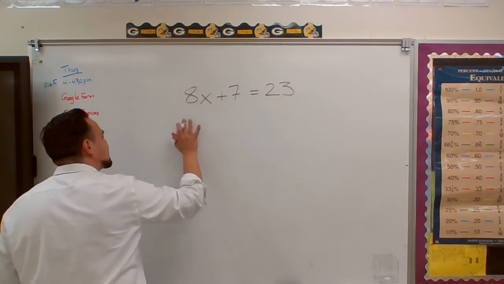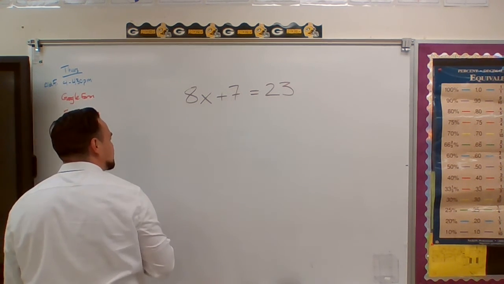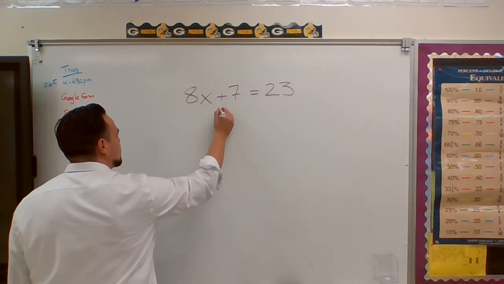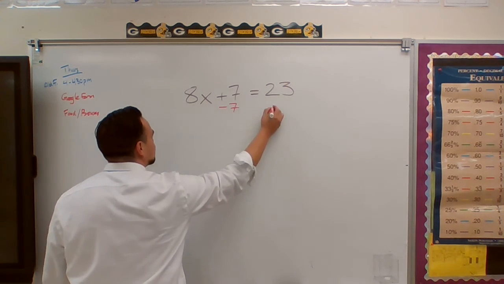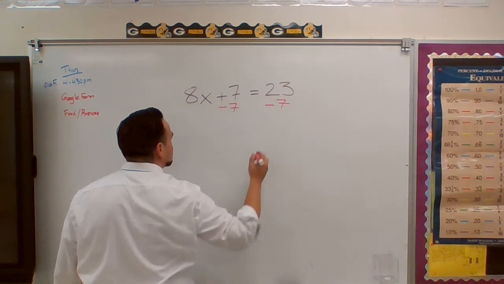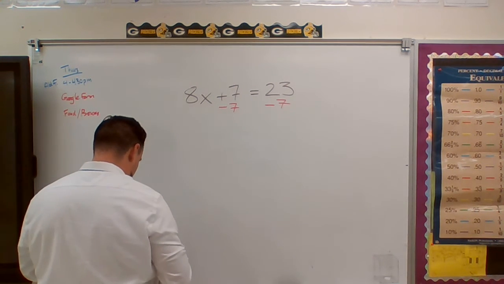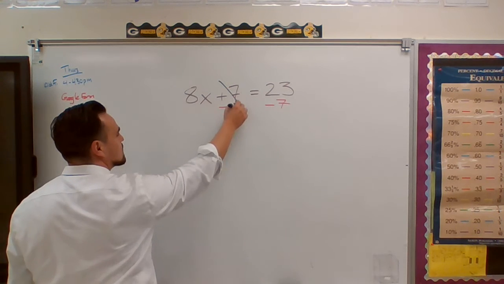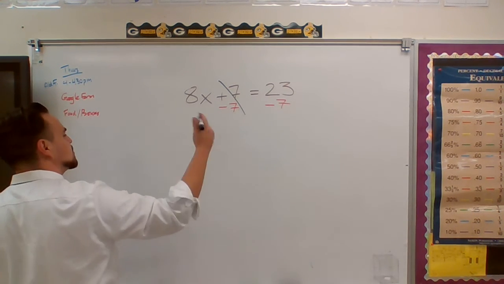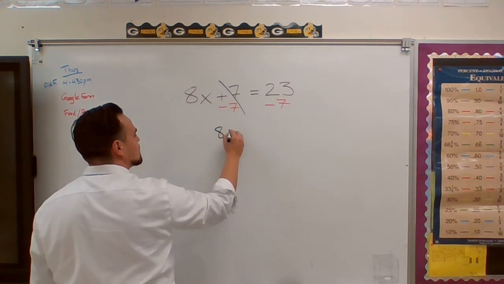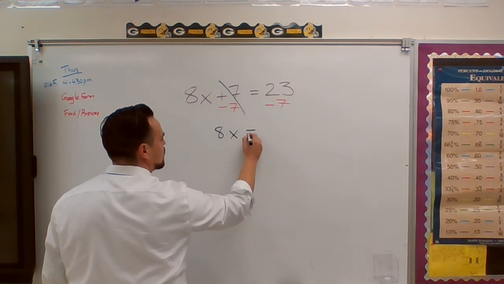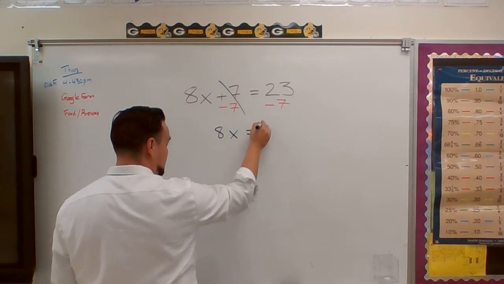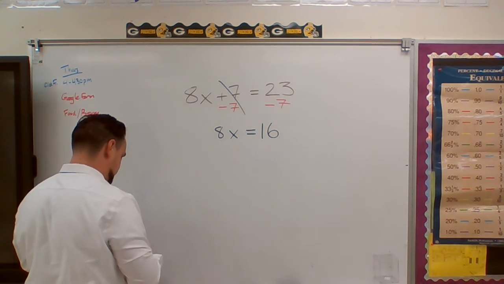Here's what I want to do. I want to make this simpler. I want to get rid of the 7 first. And if I get rid of it on this side, I have to get rid of it on that side. All right. That's my first step. My first step has those 7s cancel out because 7 minus 7 is just 0. So I'll be left with 8x is equal to 23 minus 7, 16.